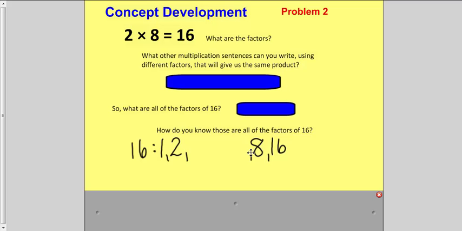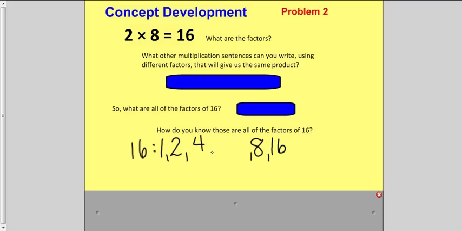Now I'm going to think to myself, the next number after 2 is 3. And I'm thinking, is there anything times 3 that equals 16? Well, I know 3 times 5 is 15, and 3 times 6 is 18. So 3 is not a factor of 16. So next I go to 4. And I think, is there anything times 4 that equals 16? And the answer to that is yes.